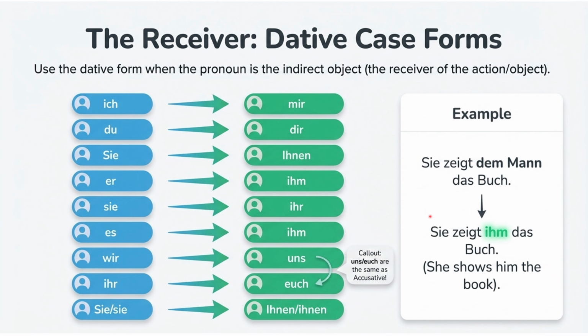For example, sie zeigt dem Mann das Buch becomes sie zeigt ihm das Buch, which means she shows him the book. Ihm is the dative form of er because the man is receiving the book.